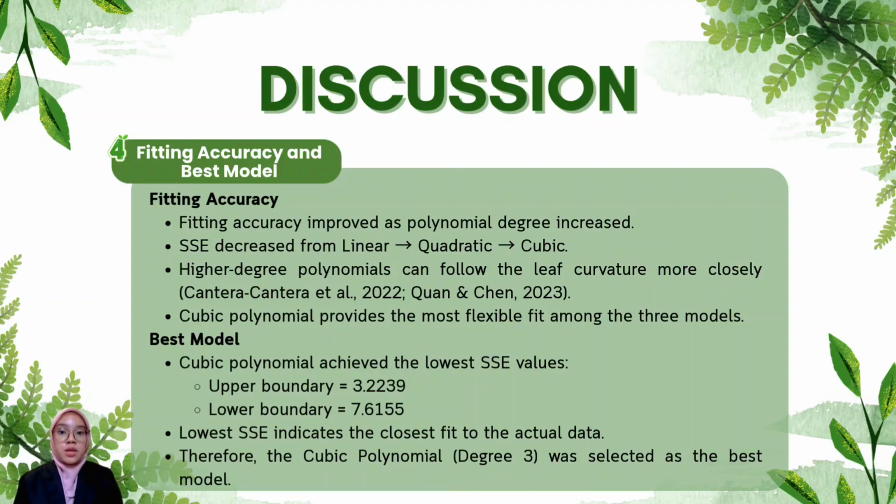Since the cubic polynomial produced the smallest SSE for both the upper and lower boundaries, it was selected as the best model for representing the leaf shape. Therefore, the cubic polynomial provides the most accurate approximations among the three models tested.